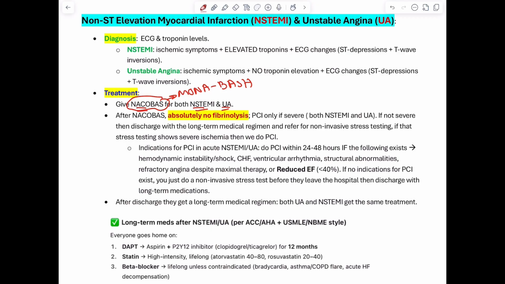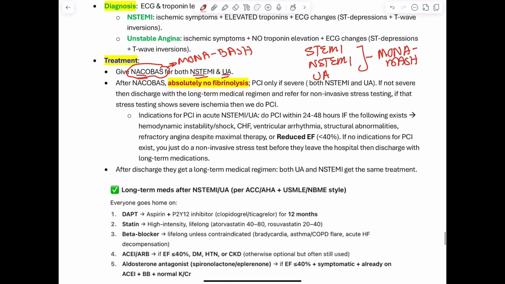However, where this is going to be different, okay, so far we said STEMI, NSTEMI, and unstable angina, they all get MONA BASH for initial stabilization. Where they're going to be different is the reperfusion step, because under no circumstances are you going to do fibrinolysis. It's just not going to happen for these guys. And PCI is only if it's severe.